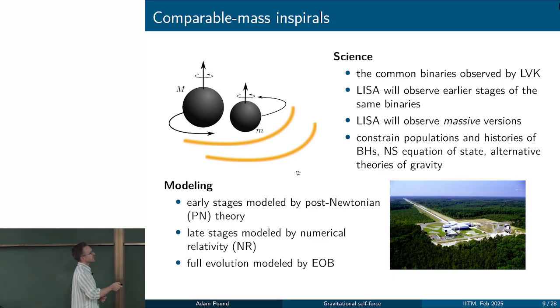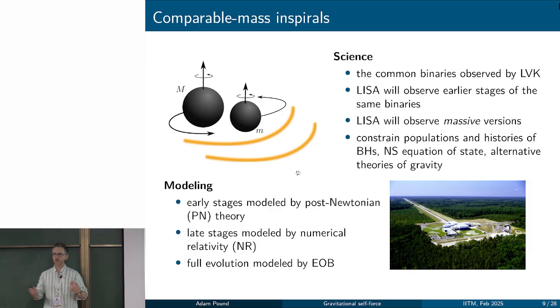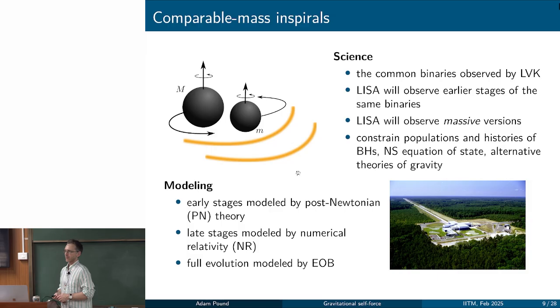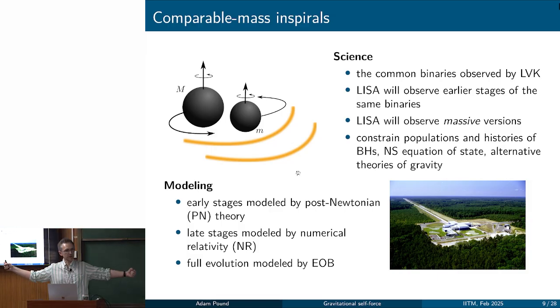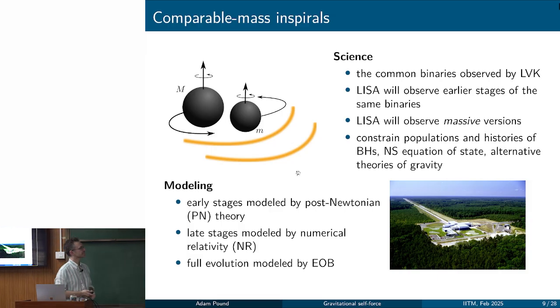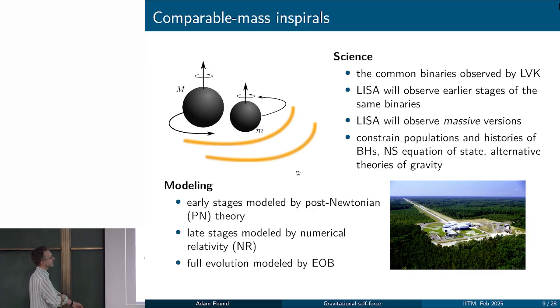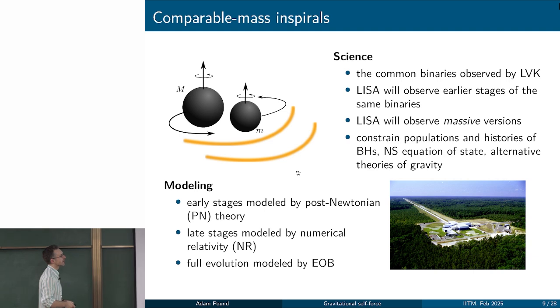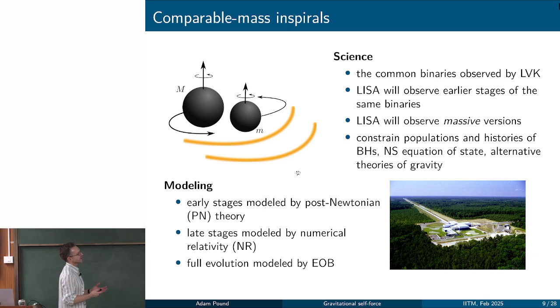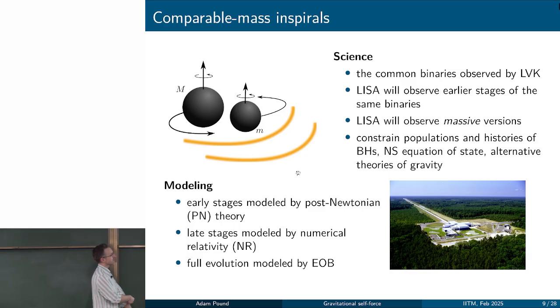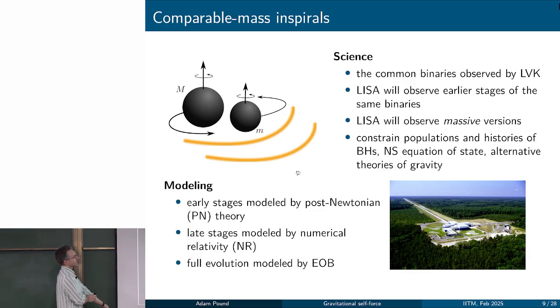Now, LISA will observe earlier stages of exactly the same binaries, like I mentioned, this multi-band detection. We'll see the same binaries, but much earlier on when they're much more widely separated. LISA will also observe massive black holes, like I mentioned, two massive black holes merging. So with these kinds of comparable mass systems, we can get a lot of information, and we already have gotten a lot of information. So we can constrain the populations and histories of black holes.